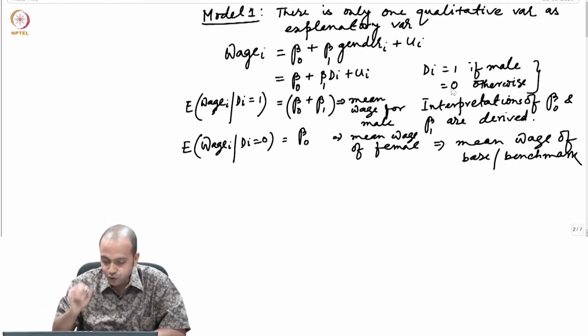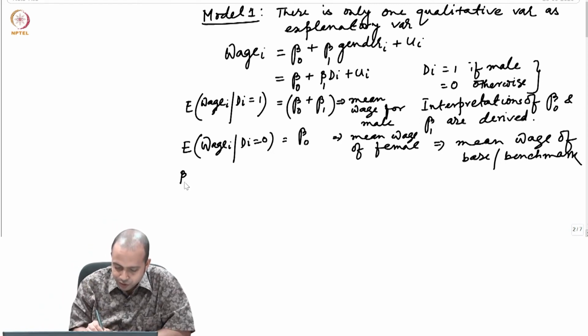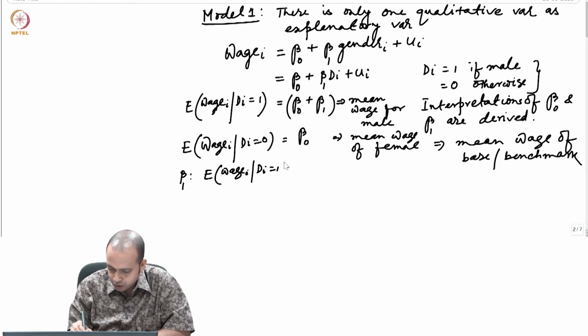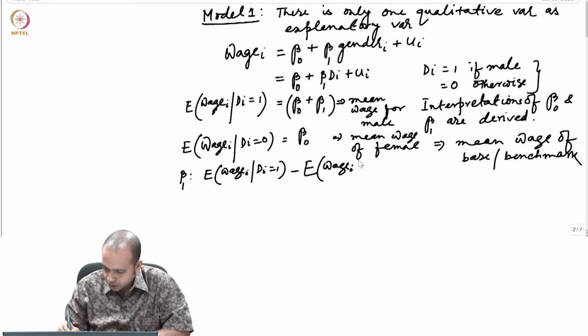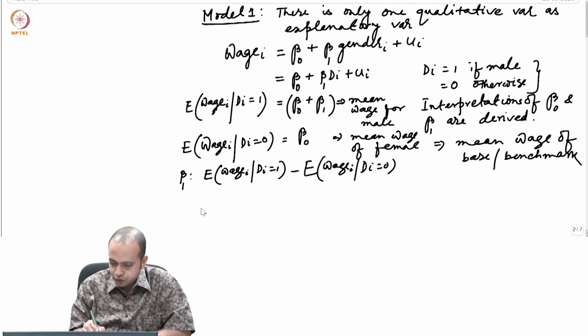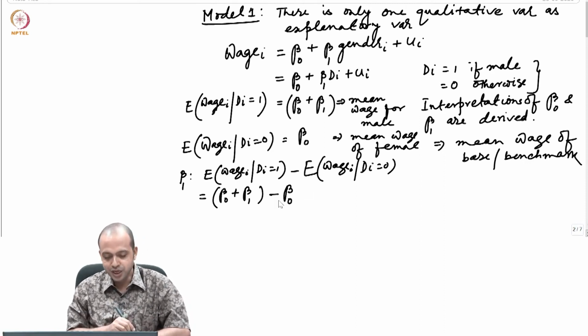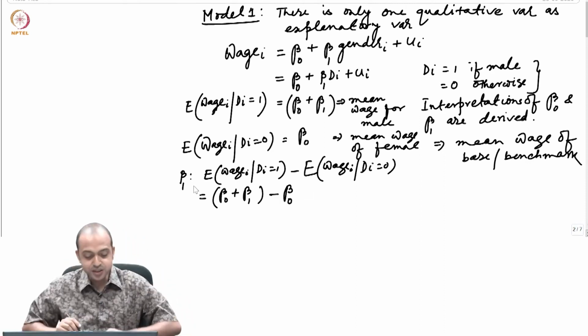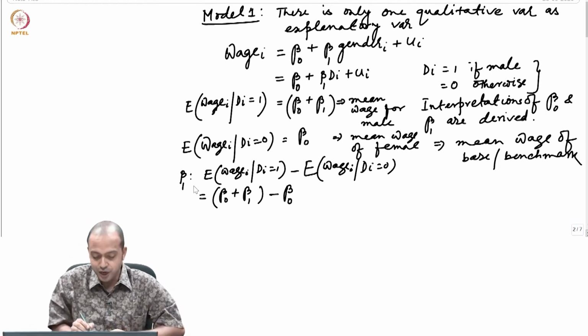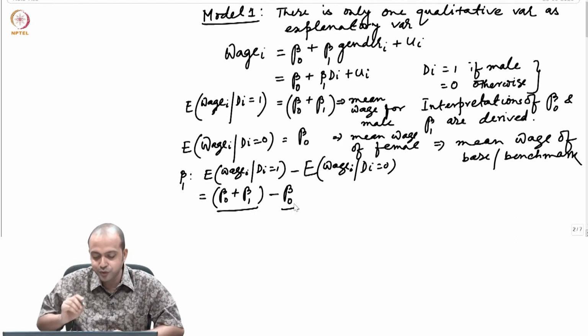See, beta 1, how can you derive? Beta 1 is basically the expectation of wage given Di equals 1 minus the expectation of wage given Di equals 0. So, that means I can say that this is beta 0 plus beta 1 minus beta 0. So, how are you deriving beta 1? Beta 1 is nothing but beta 0 plus beta 1 minus beta 0. If you know what beta 0 plus beta 1 and beta 0 are, then you can easily understand the interpretation of beta 1.